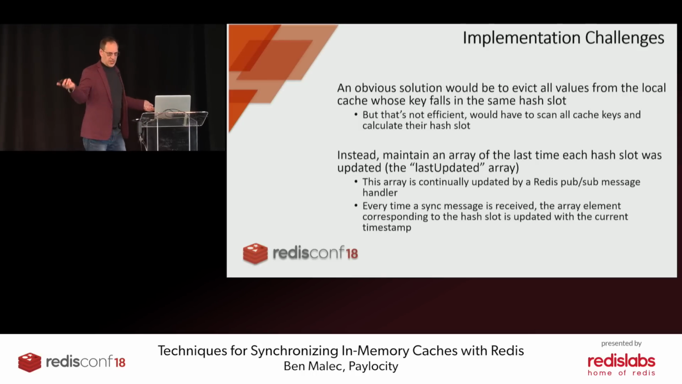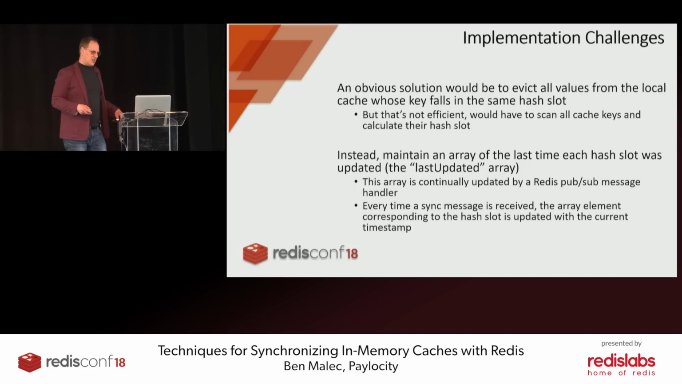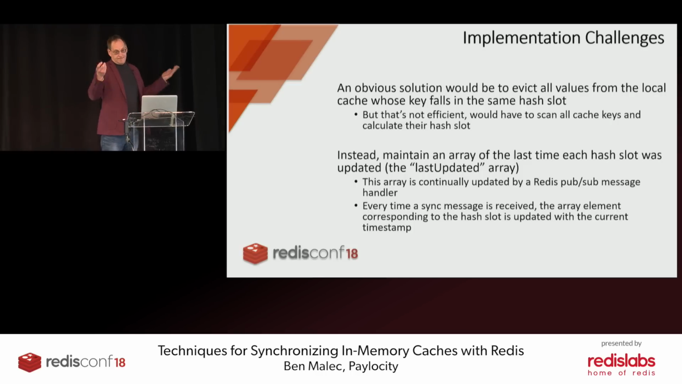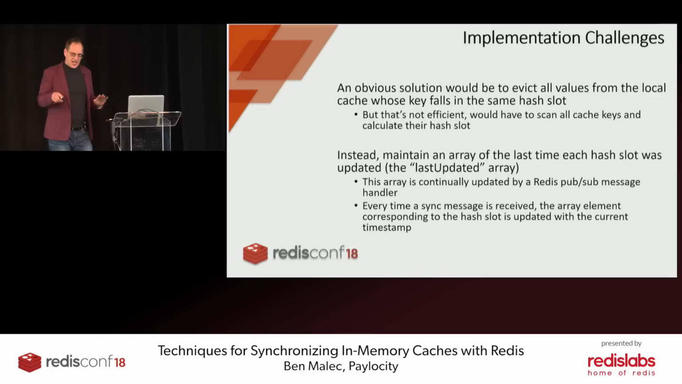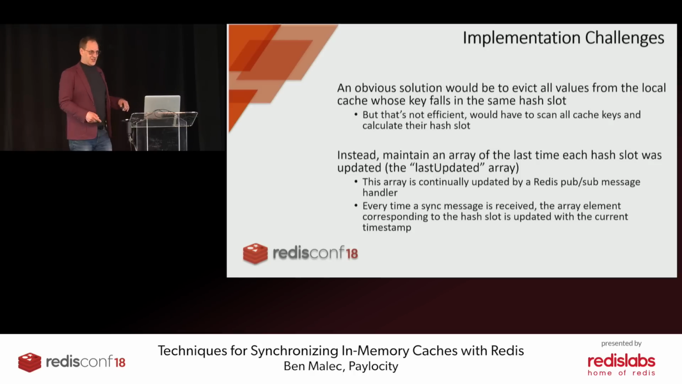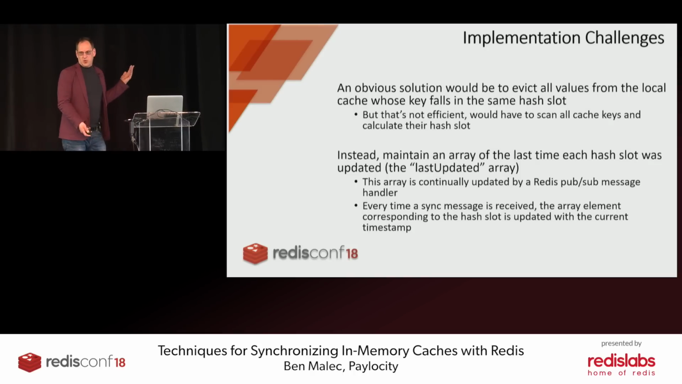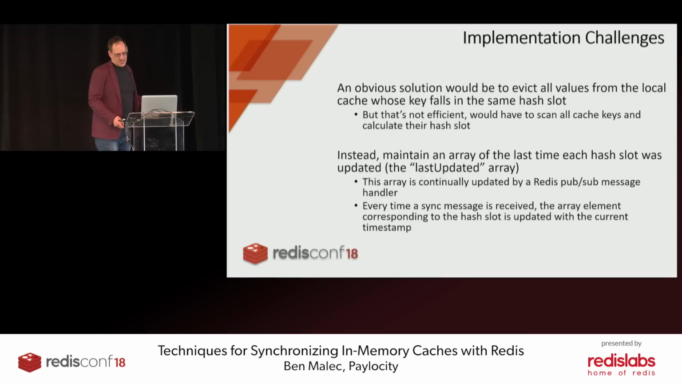Obvious solution: we'll get a message saying this key slot's invalid. The client could run through their entire cache and calculate this hash slot for each key, and anything that matches they could evict. But you really don't want to do that, especially since caches tend to grow as people get used to them. They're like, hey, this is great, I'm going to cache this and that and more data. And all of a sudden, the next thing you know, you have 1 million keys. It's pretty easy to get that many keys in a cache.